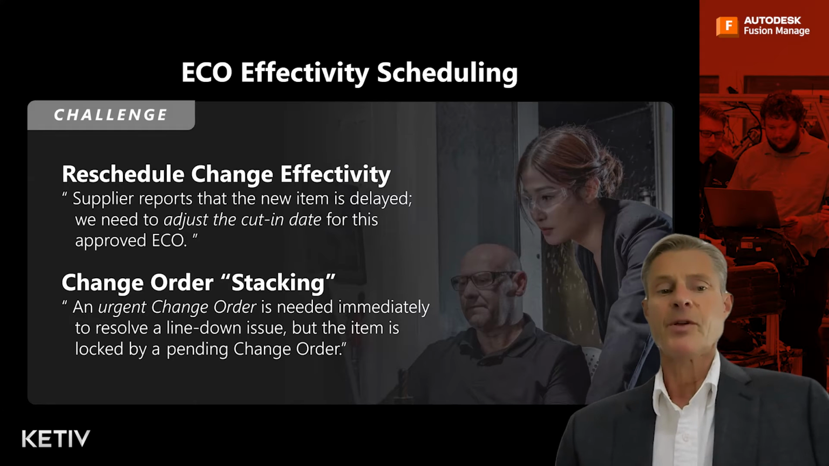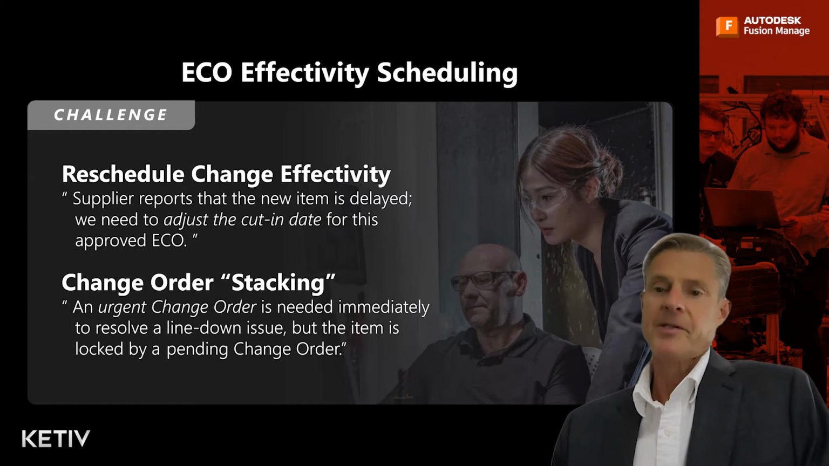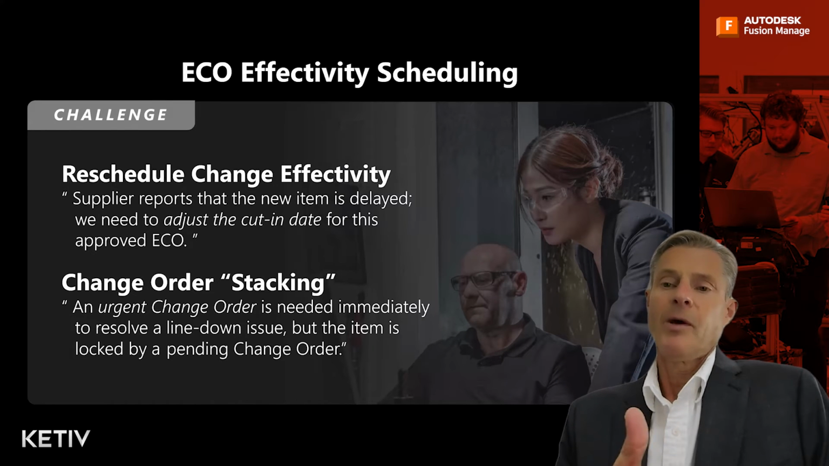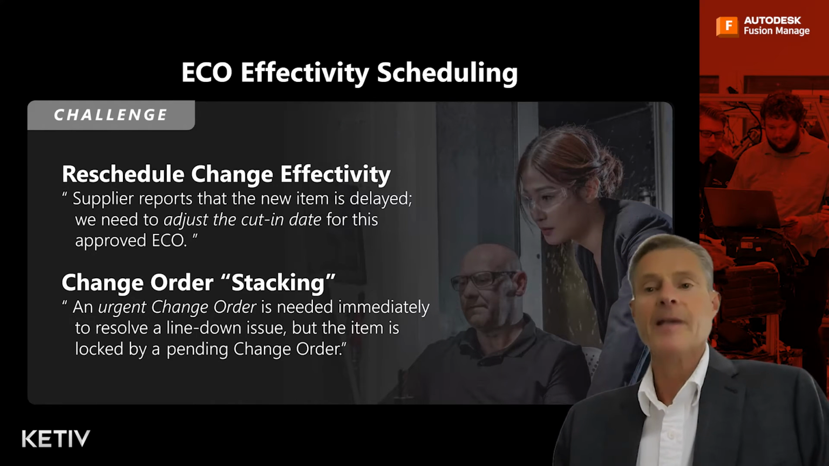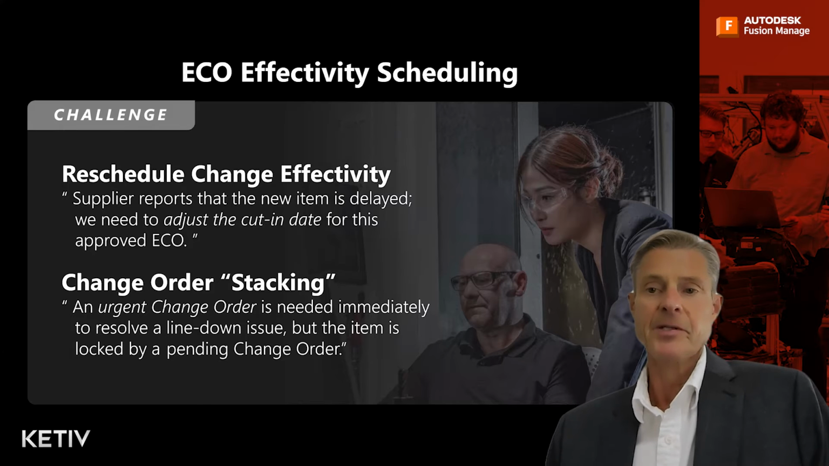The next thing is when you have an urgent change that can't be done with a deviation, that needs to be cut in immediately when you have a pending change that hasn't become effective yet. So that's typically a challenge where, gee, what do we do? Do we wait? Well, we can't wait because it's a line down situation or whatever urgent or emergency situation you may have. So let's talk about updating effectivity.